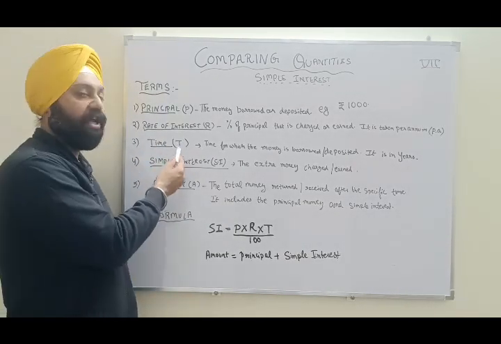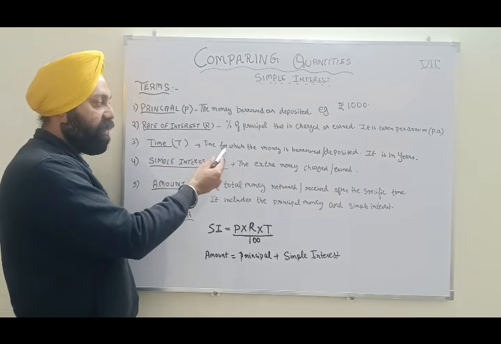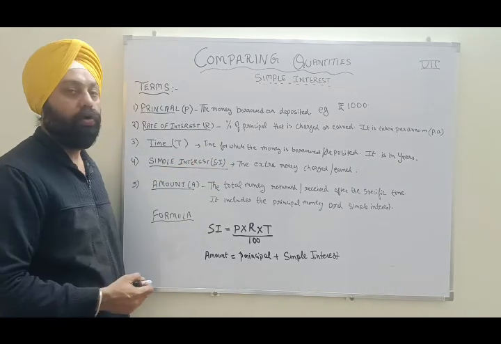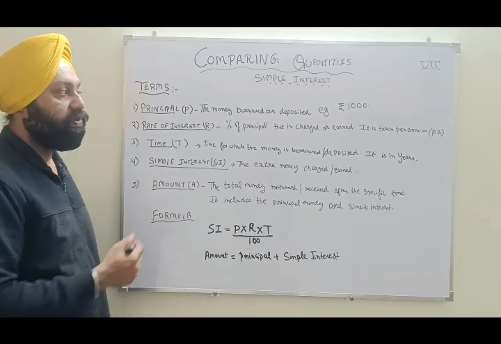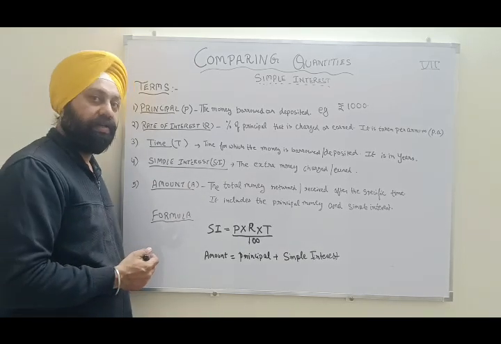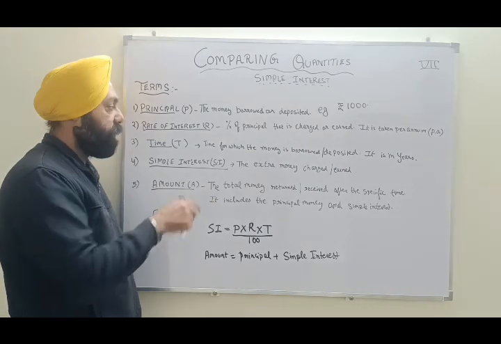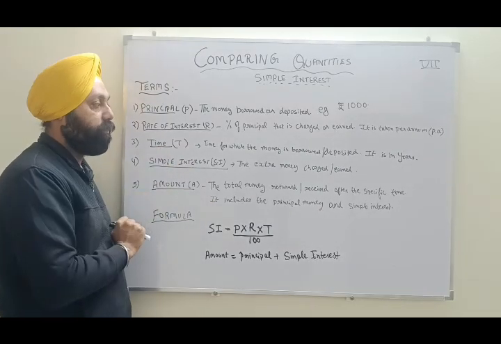Next term, the time, that is T. So time is the period for which the money is borrowed or deposited. It is usually mentioned in years. Like for 2 years you have deposited some money in the bank. So that period is known as time.